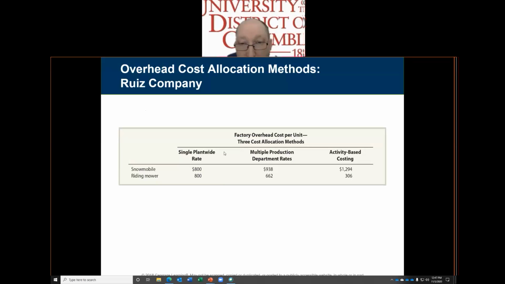Now, when you compare the activity-based costing to multi-department, and you compare that to single plant-wide rate, we can see very clearly that activity-based costing is way more accurate of an overhead allocation method than anything else. It's way more accurate because it's down to the dollar, it's down to the accuracy of each activity.